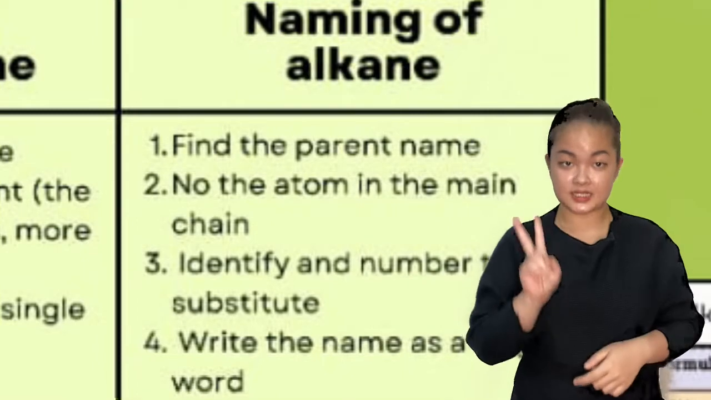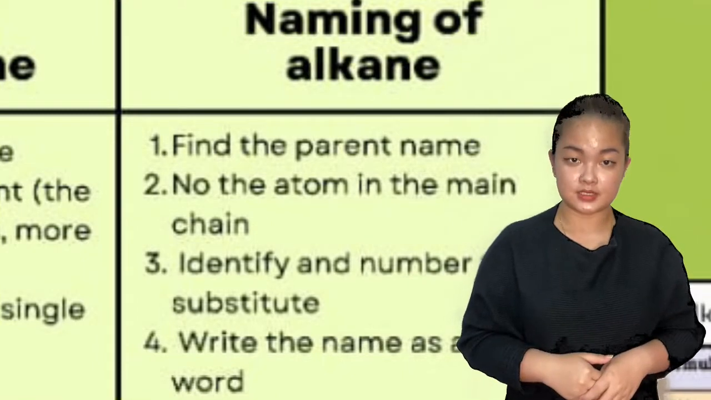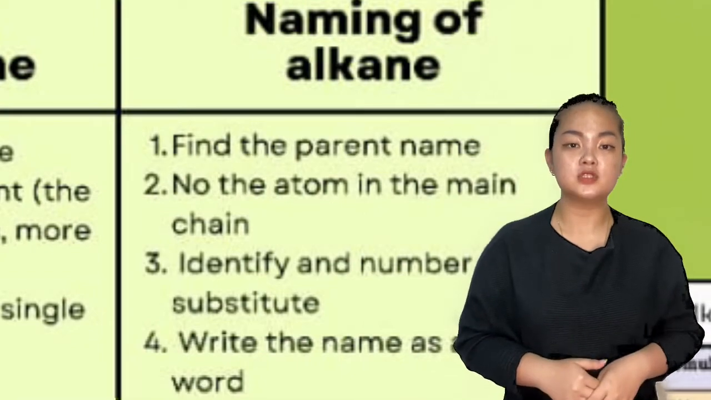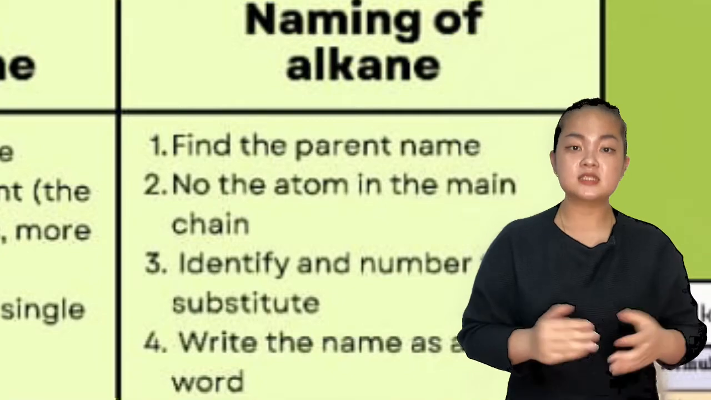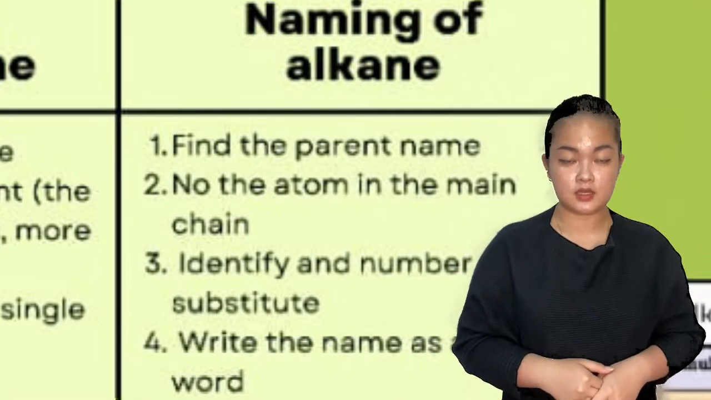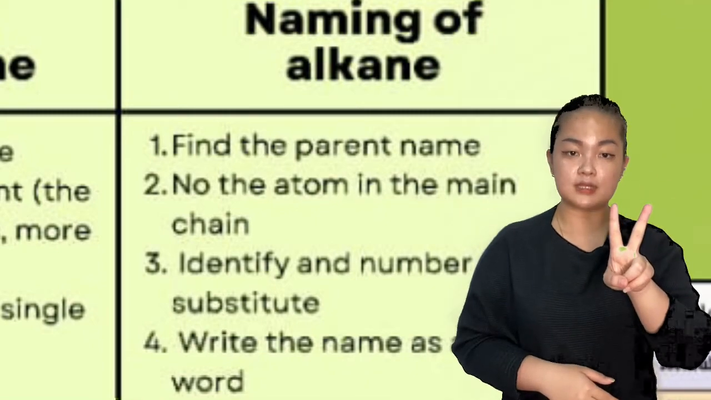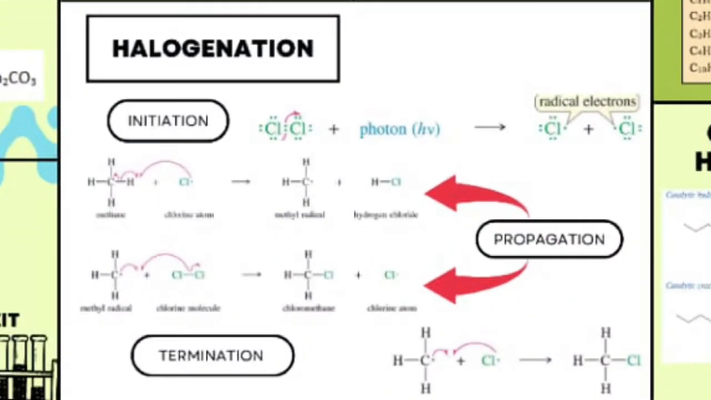Alright, going to the second step, we should identify the name of the substituents. And if the locations of two different substituents are the same from both ends of the main chain, assign the lower number alphabetically to the first substituent. And if two or more different substituents are present, write them in alphabetical order.